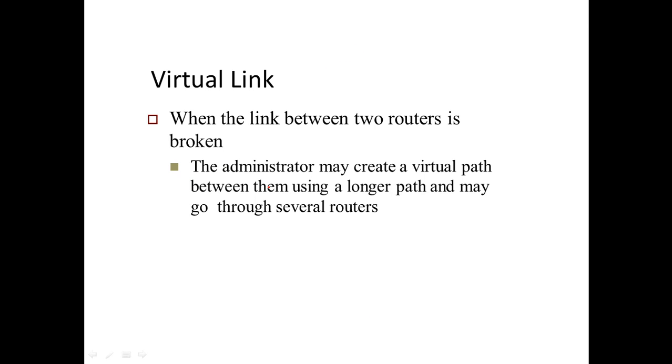And the last one is the virtual link, which is used when the link between two routers is broken. It is the responsibility of the administrator to create a virtual path between two or different users so that they can have their communication. This virtual link is a dynamic link and is not fixed. You can replace it with another virtual link as well.